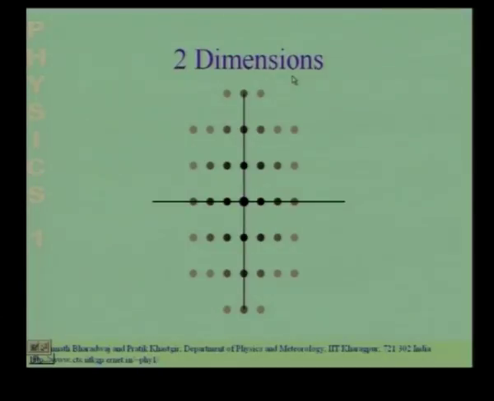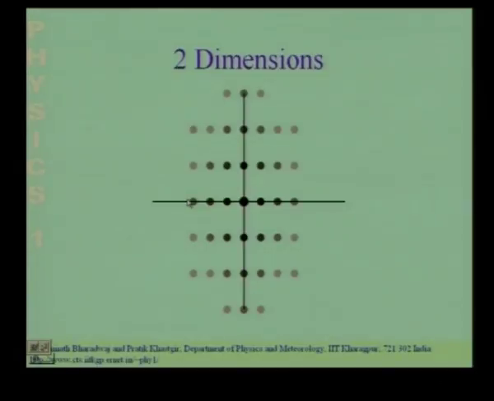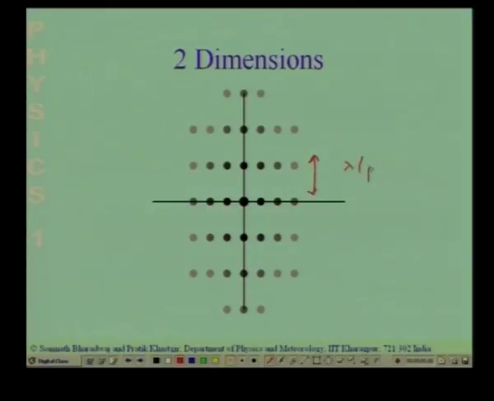Now, the point to note over here is what happens if you change d and L. So, when d and L are comparable, the fringe pattern will look like this. In this picture, this spacing is of the order of lambda by d, and this spacing is of the order of lambda by L.